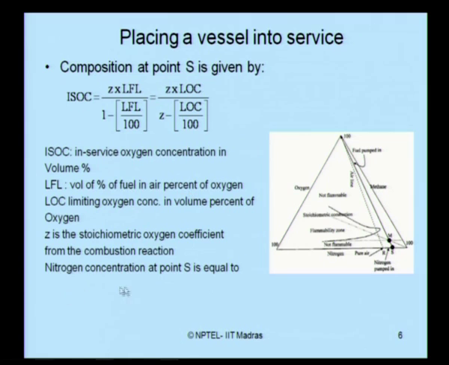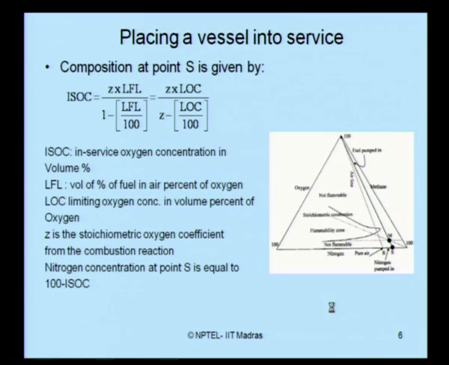The nitrogen concentration at point S is then equal to 100 minus ISOC. So, if you have the S value, then the nitrogen concentration is nothing but 100 minus what you get from this equation, which will give me the nitrogen concentration of S on the nitrogen arm. So, I get ISOC, then 100 minus ISOC will enable me to fix the point S in the flammability diagram.